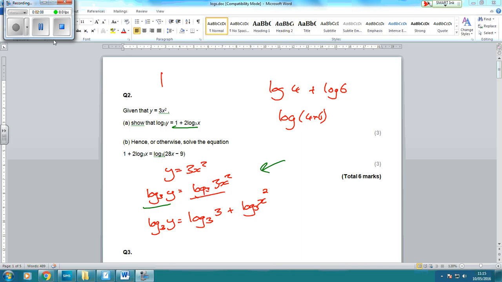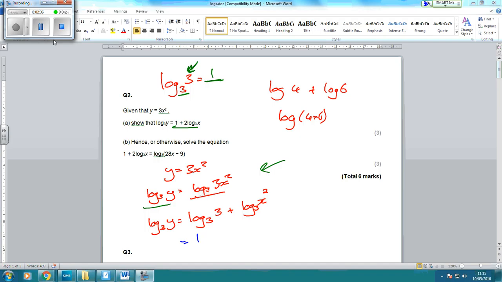Now, the whole thing with logs: log to the base 3 of 3, I want to know what that equals. So 3 to the power of this, whatever this answer is here, equals this thing. So 3 to the power of something equals this thing. So 3 to the power of 1 equals 3. So log to the base 3 of 3 is 1. So we can replace this with 1.